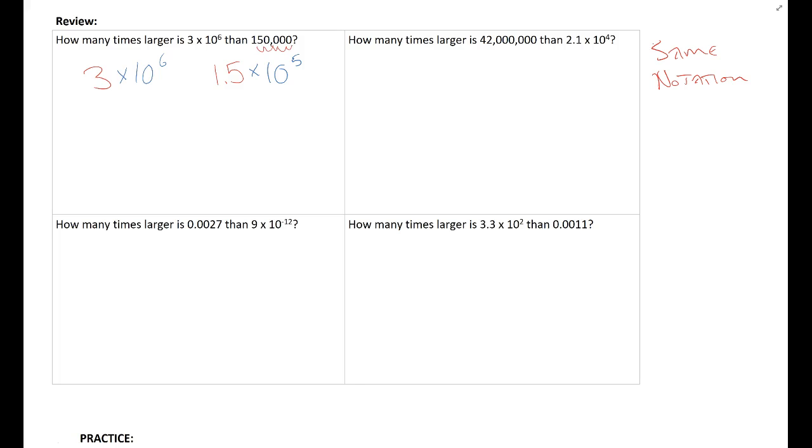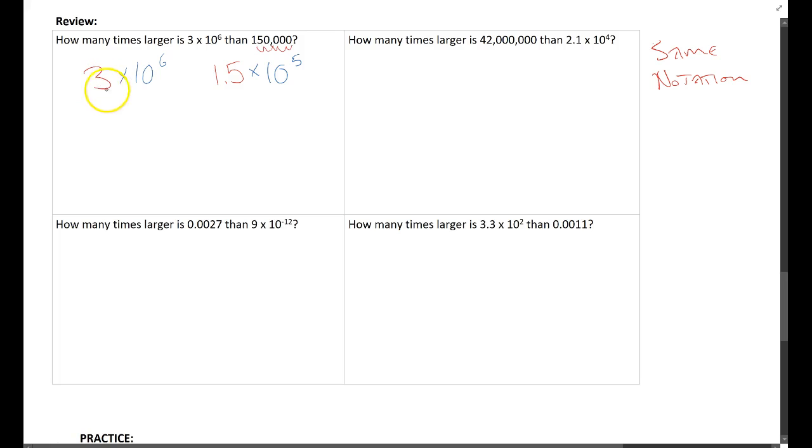First off, I need to divide 3 by 1.5. So 3 divided by 1.5, that gives me 2. There we go. 3 divided by 1.5 gives me 2. So I know that 2 is going to be involved in my answer.